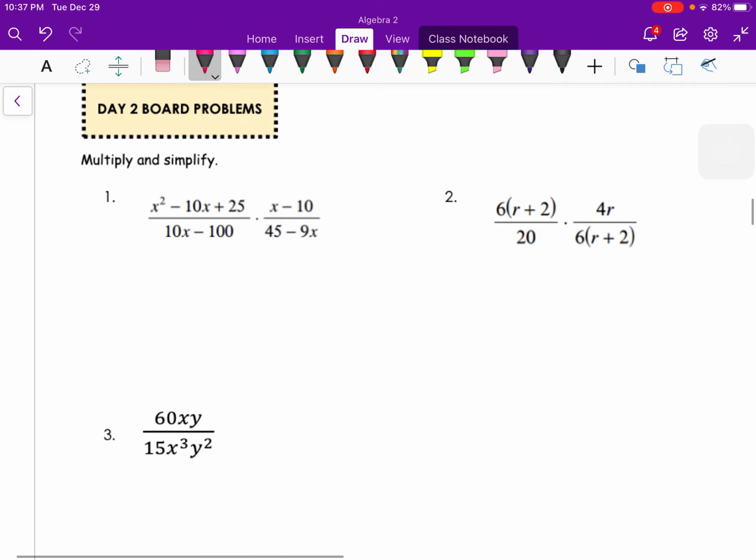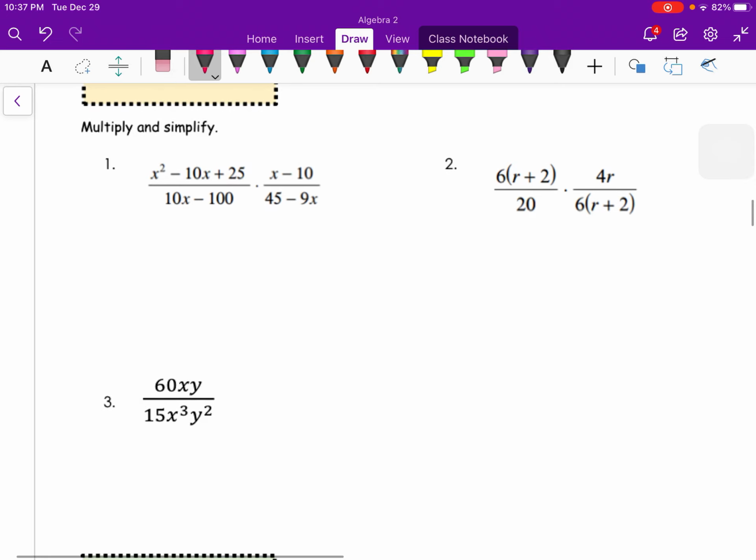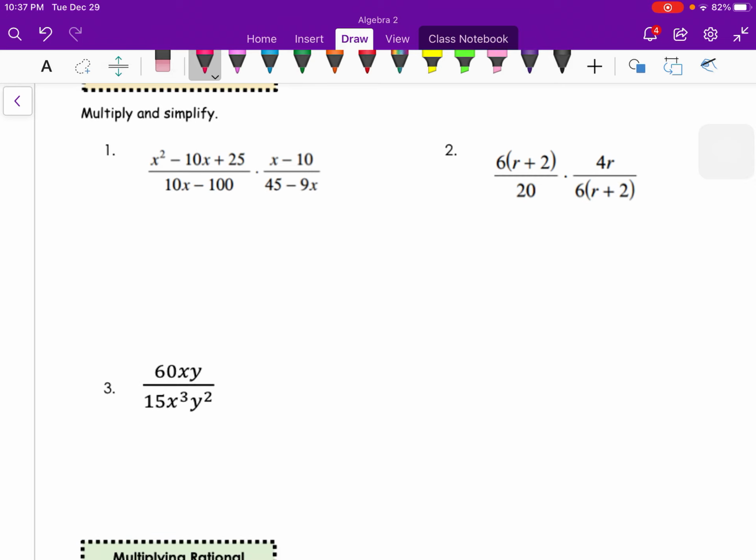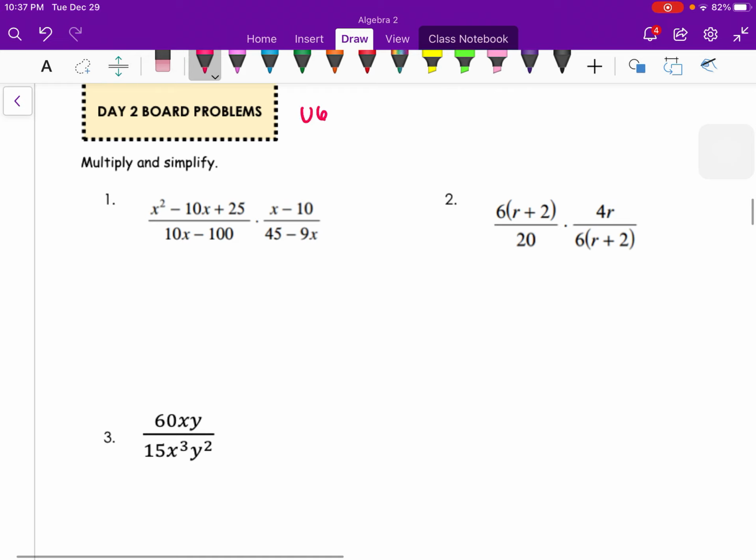So Day 2, board problems, multiply and simplify. So this is going to go with the Unit 6 Lesson 2 notes.